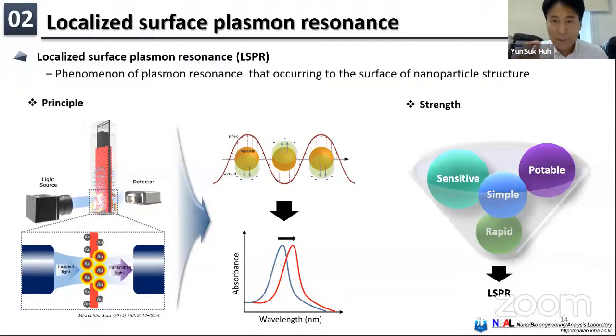So, as I told you, in terms of portable sensing techniques, they are definitely sensitive, simple, rapid, and a cheap sensing tool. That is the advantage of developing portable sensing techniques.